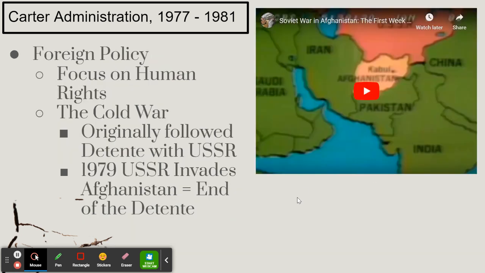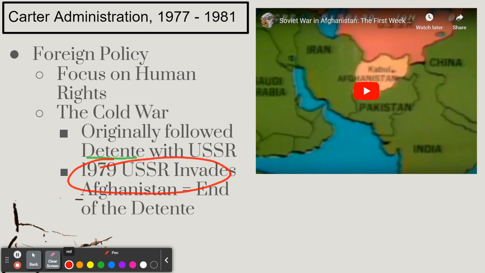So for foreign policy, Carter wants to focus on human rights. He says that the United States supports too many dictatorships in its quest to beat the Soviet Union. So the United States needs to focus on supporting human rights, supporting good leaders, supporting democracy. So what he did was he tried to pursue that detente with the Soviet Union. And he kept doing that. They kept negotiating. There kept being summits, meetings between the two leaders. But then everything changes in 1979, when the USSR invades Afghanistan.